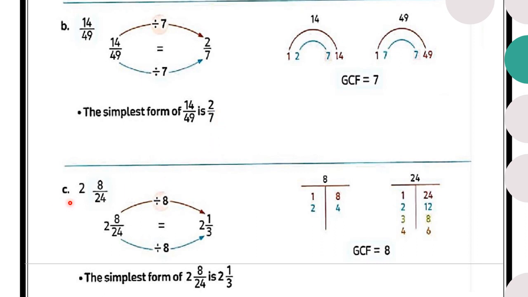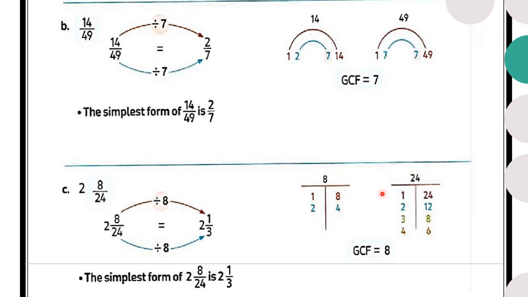And now in the last question, 2 and 8 over 24, we will use another method, which is the t-chart. Here I want to simplify the fraction. Now I will keep the whole number as it is, and we will simplify 8 over 24. I will write 8 and 24. Let's find the factors of 8. We will start from 1. 1 times what? 1 times 8. And also we have 2 times 4 to get 8.